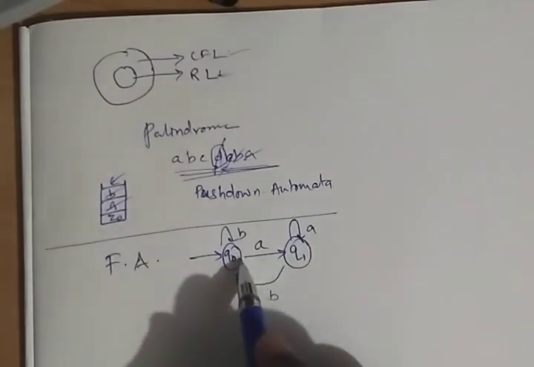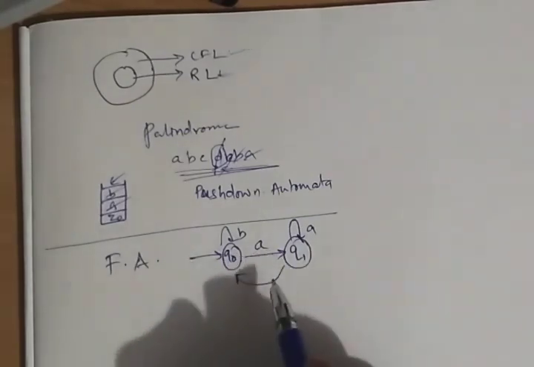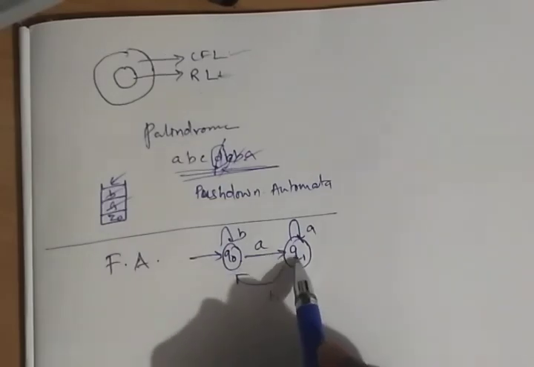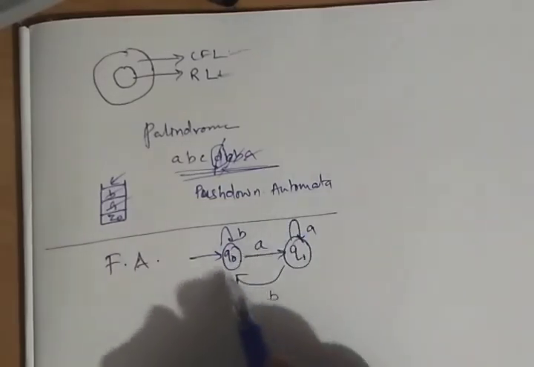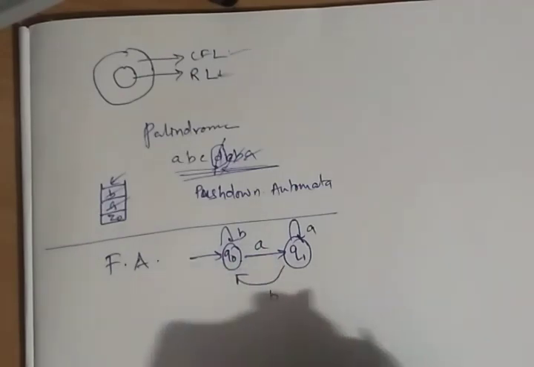For example, this is ending with A, which means you need to remember the last symbol. So if A comes, then you are at the acceptance stage. After that, any number of A's comes, you are still at acceptance, and so on. I hope all of you know this one already.